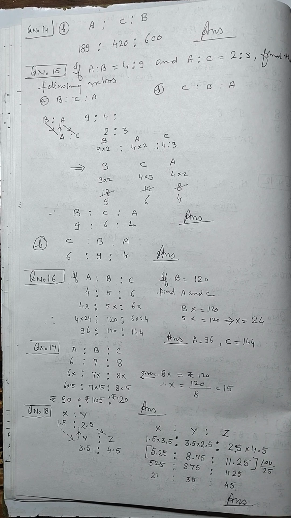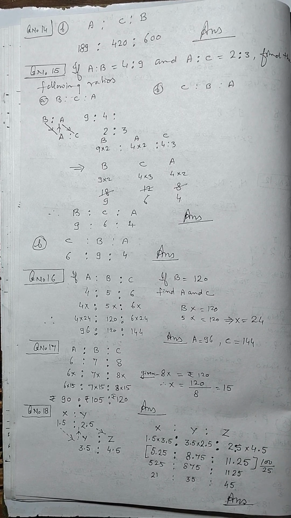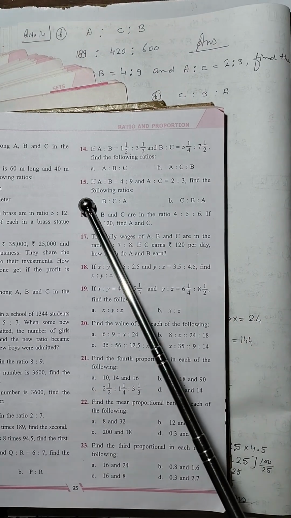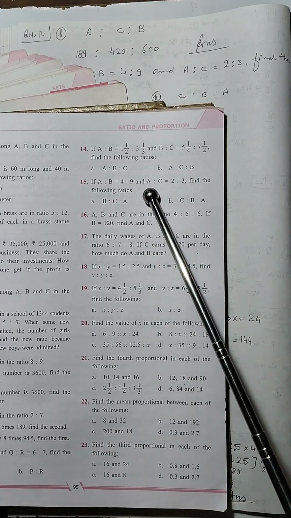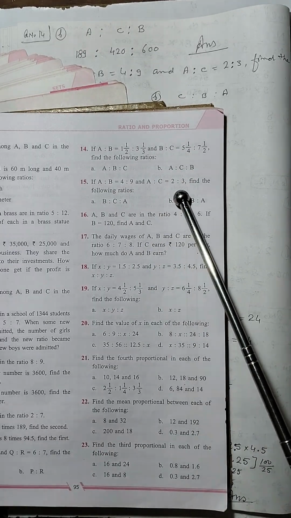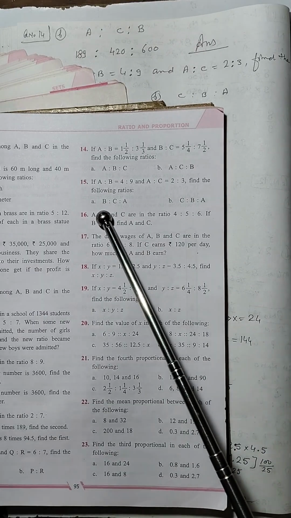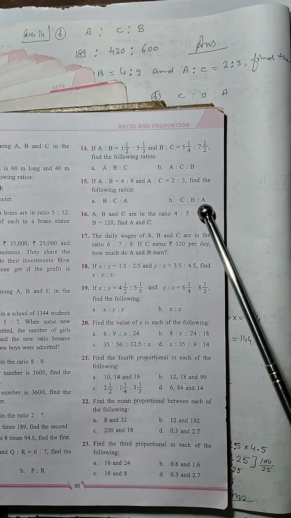ICSE Maths Class 8, Exercise 15, question number 15. Now see, question number 15 states that if A is to B is 4:9 and A is to C is 2:3, find the following ratio: B is to C is to A, and C is to B is to A.